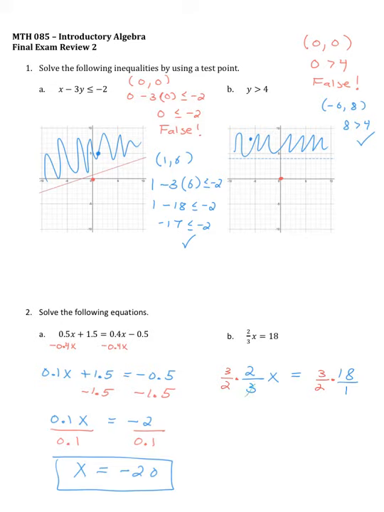On the left, the 3's cancel as well as the 2's to give me just 1 in front of x, so I'll just put x. And on the right, 2 goes into 18 9 times. This is really just 3 times 9, and that's equal to 27.